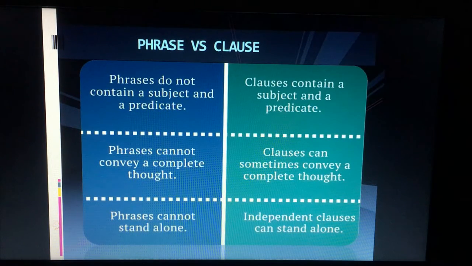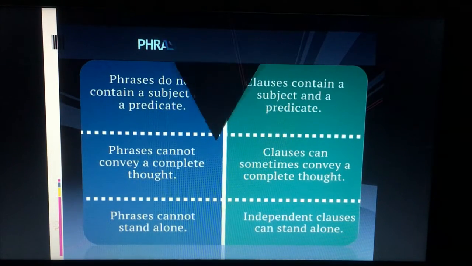Basically, if you want to identify phrase and clause, please look for a group of words where there's no subject and verb, and which is not conveying a complete thought. That is called a phrase. And which is having a subject and predicate, and sometimes conveys a complete thought, is a clause. I will talk about clauses as well, but just for now, this is how to identify phrase and clause. This might help you. Okay, so let's see clause 1.